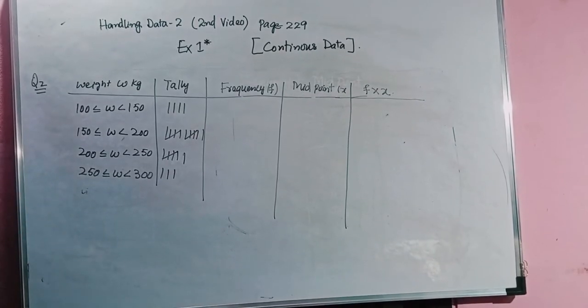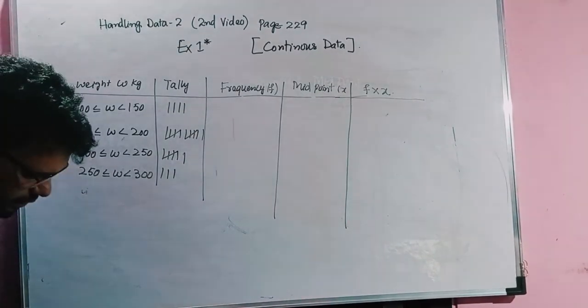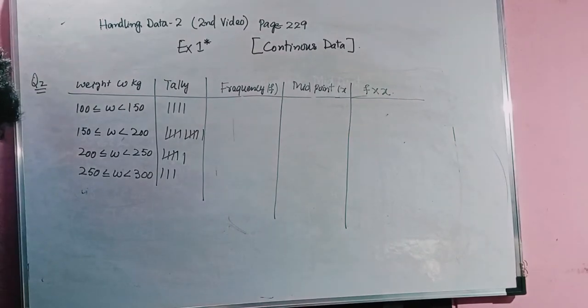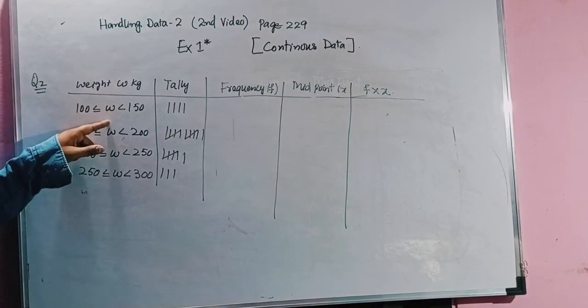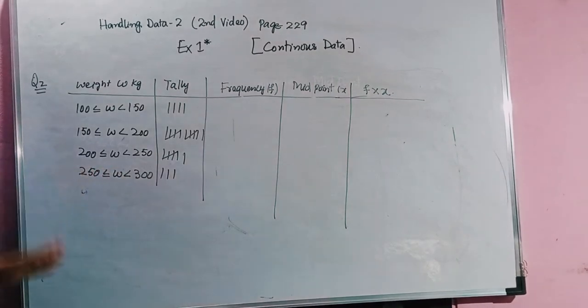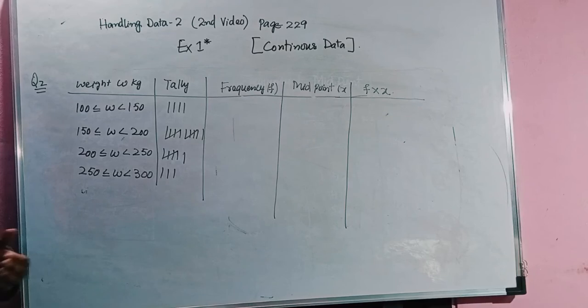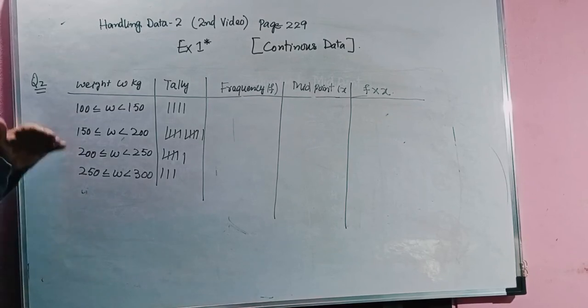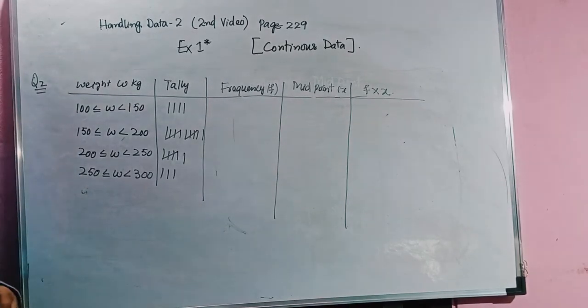Now you can see question number 2 from the same exercise. The table shows the weight W kg of the giant grouper fish caught by a Hong Kong fishing boat. You can see this is the weight of the fish, and here tally marks are given. So what we need is to copy and complete the table and use it to calculate an estimate of the mean. To find the mean, we have to find the median class and the modal class. You can see all this data is given.